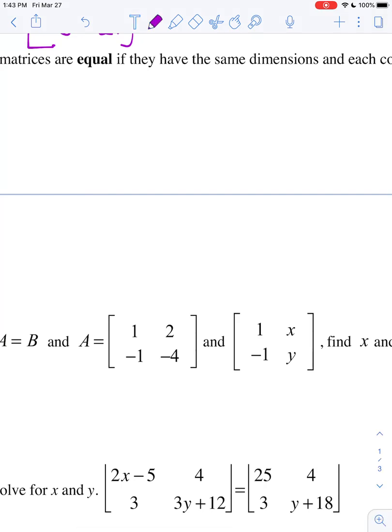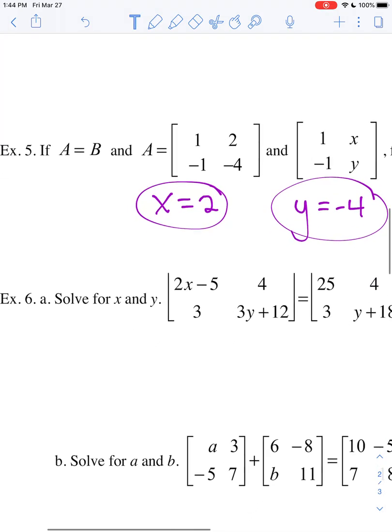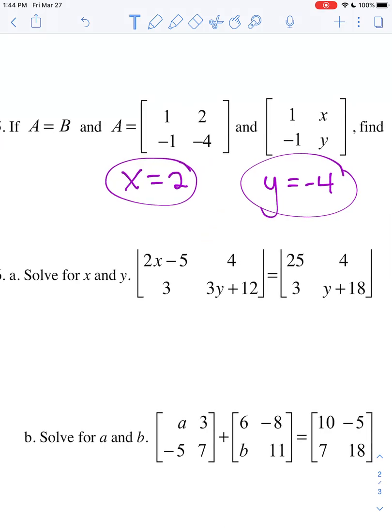So what's really simple here, and again, I'm starting super simple. Do you see where X is? X is just equal to 2, and Y is equal to -4. Okay? So of course they can get more difficult. So let's look at example 6, part A.